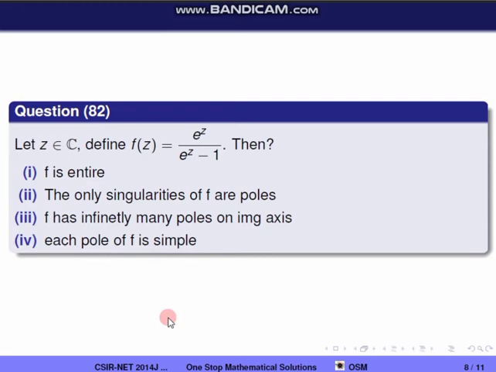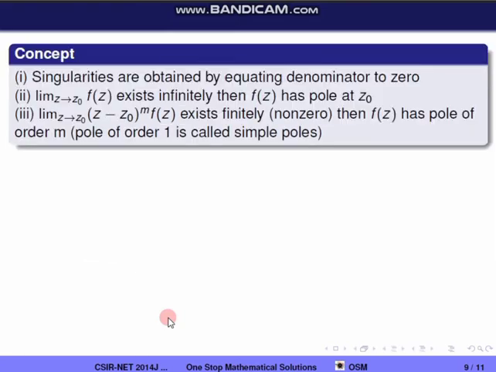So first of all, we will look into the concepts used in the question. So singularities of a function is obtained by equating the denominator to 0, and if limit z tends to z0, z0 being a singular point, f of z exists infinitely, then f of z has pole at z0. Limit z tends to z0, (z minus z0) whole power m into f of z exists finitely, and essentially it should be a non-zero number. Then f of z has pole of order m at z0, and the pole of order 1 is called simple pole. So now we'll move on to the question.